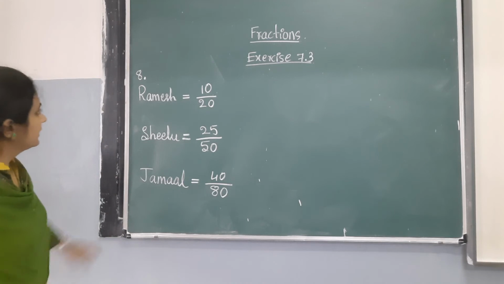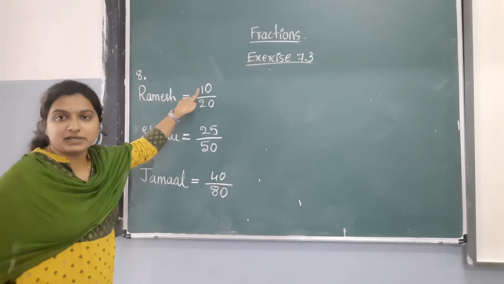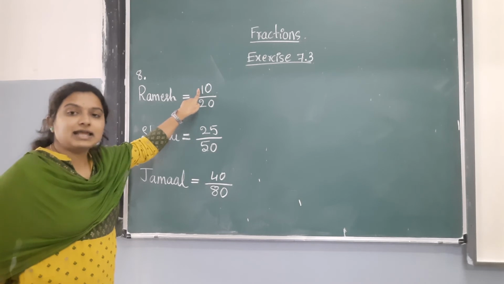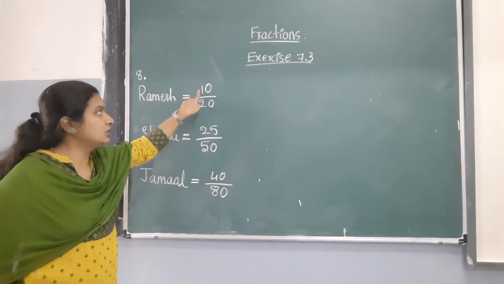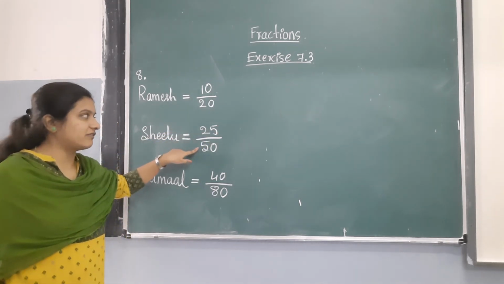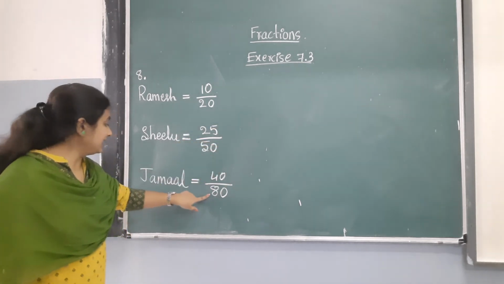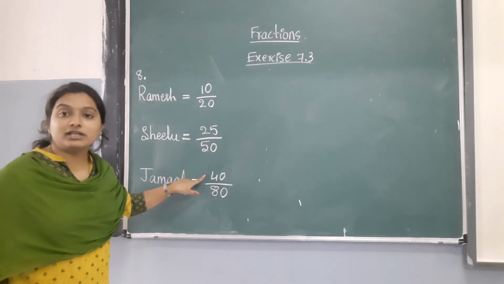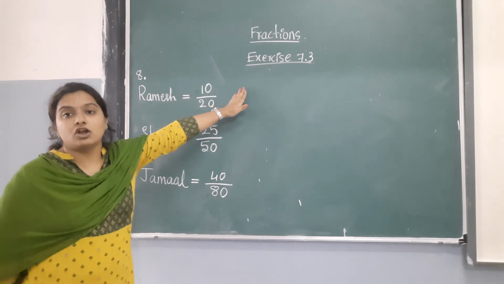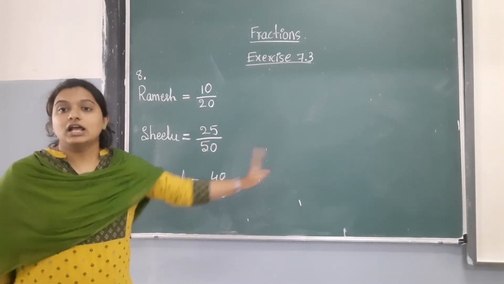See here children, Ramesh was having 20 pencils. In that he used 10 pencils. How many pencils are remaining now? Still 10 pencils are remaining. 10 he used, 10 he didn't use. Next, 50 pencils she is having. In that 25 she used, 25 not used. 80 pencils Jamal is having. In that 40 pencils he used, 40 not used.